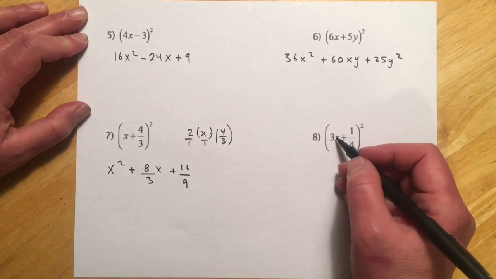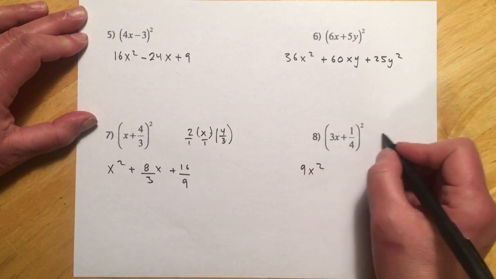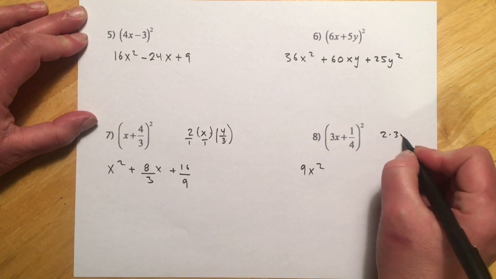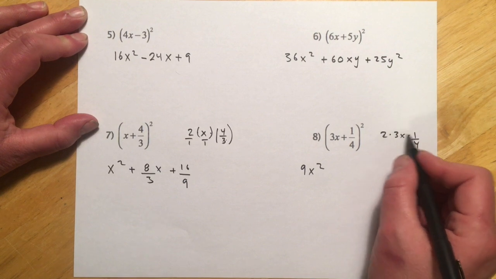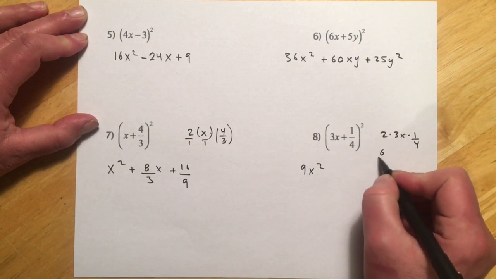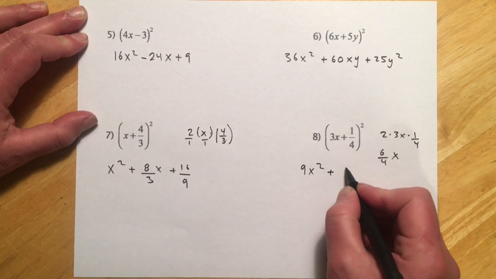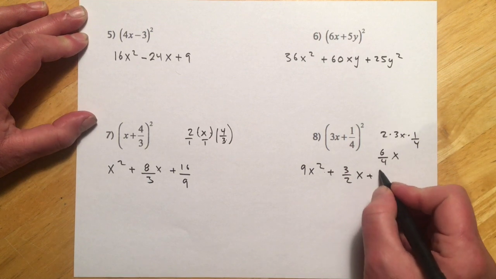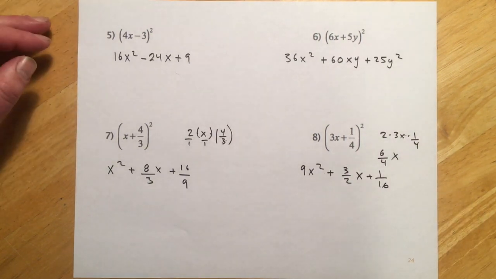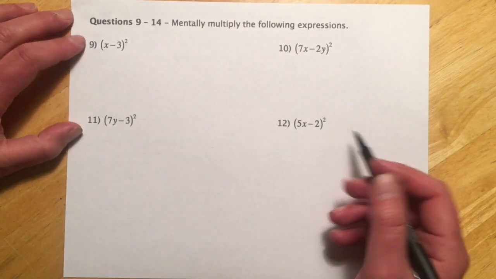And then here, 3x times 3x, that'll be 9x squared. 2 times a times b. So this would make 2 times 3 would be 6. And then 4ths x. So then we'll just reduce that when we bring it down to 3/2 x. And then 1/4 times 1/4 will be 1/16. Okay, these next 6 or so are the ones that have you guys try.